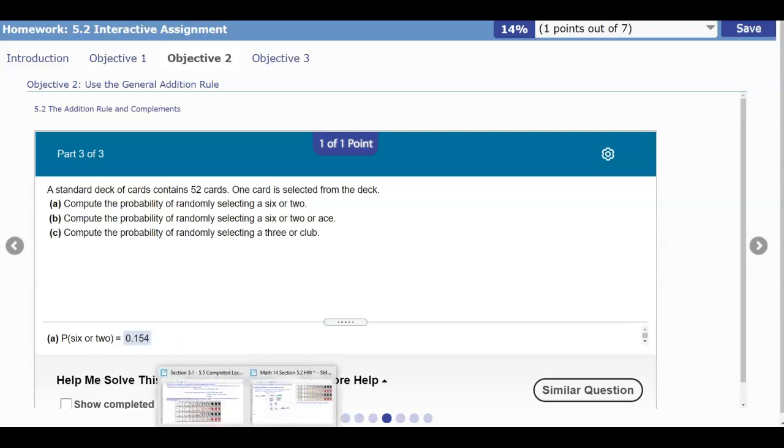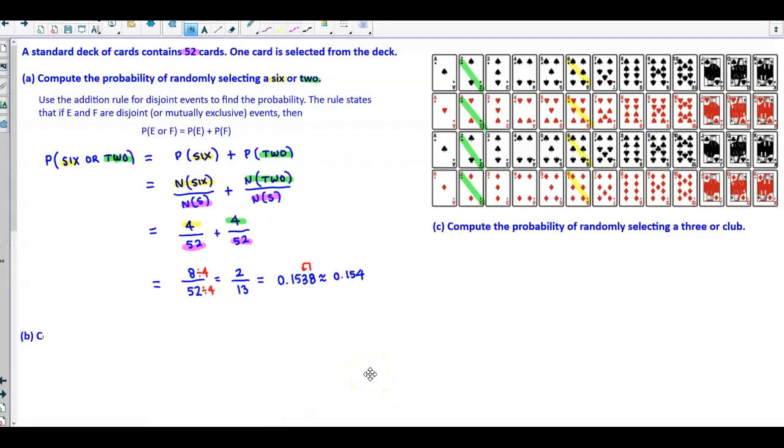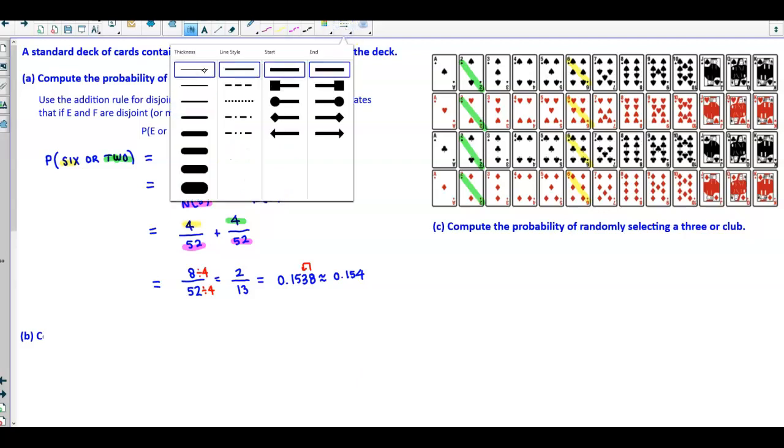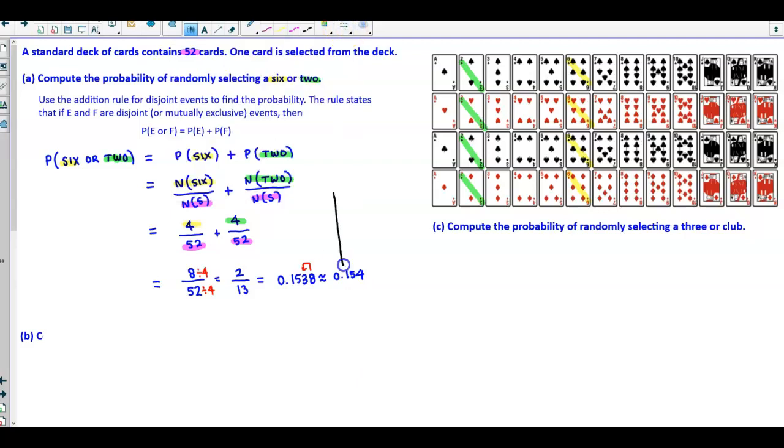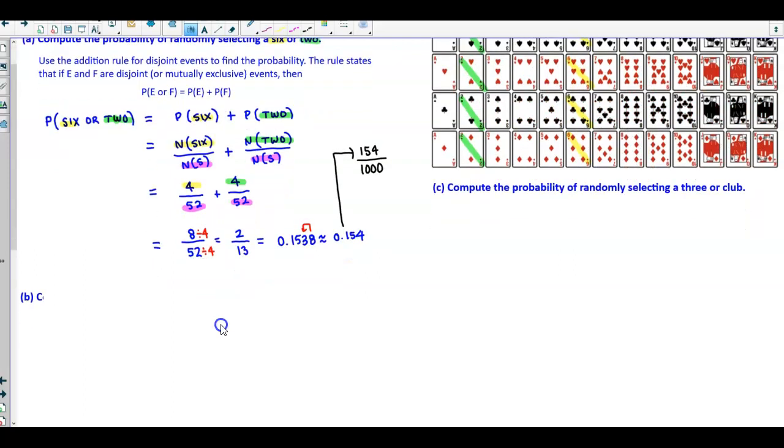Okay, which means that if we wanted to take a look at this as a fraction, the 4 is in the 1,000ths place. That means 154 out of 1,000 possibilities, we would expect to get a 6 or a 2. Okay, so now we're going to move on to Part B.